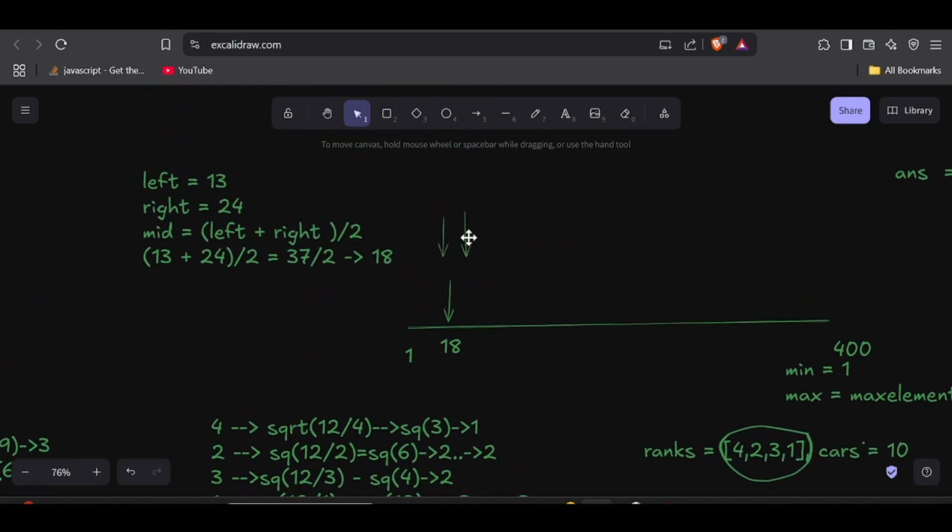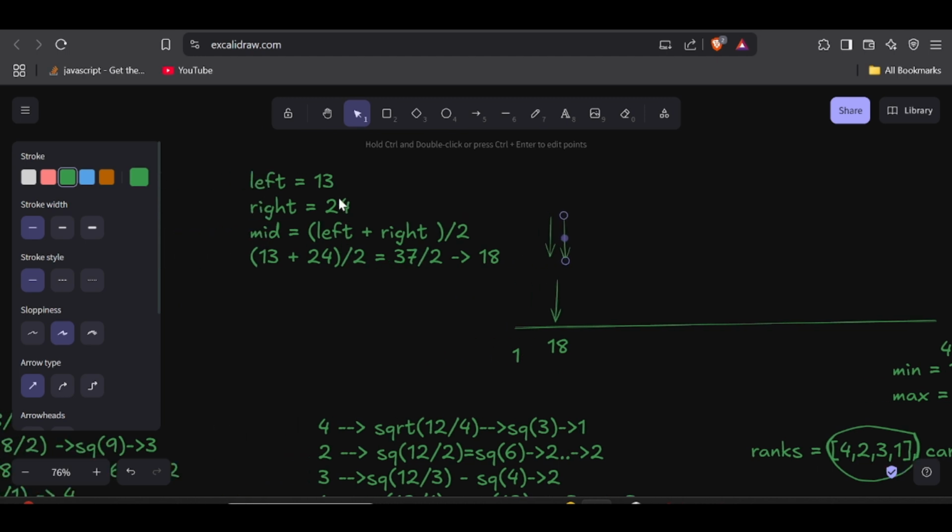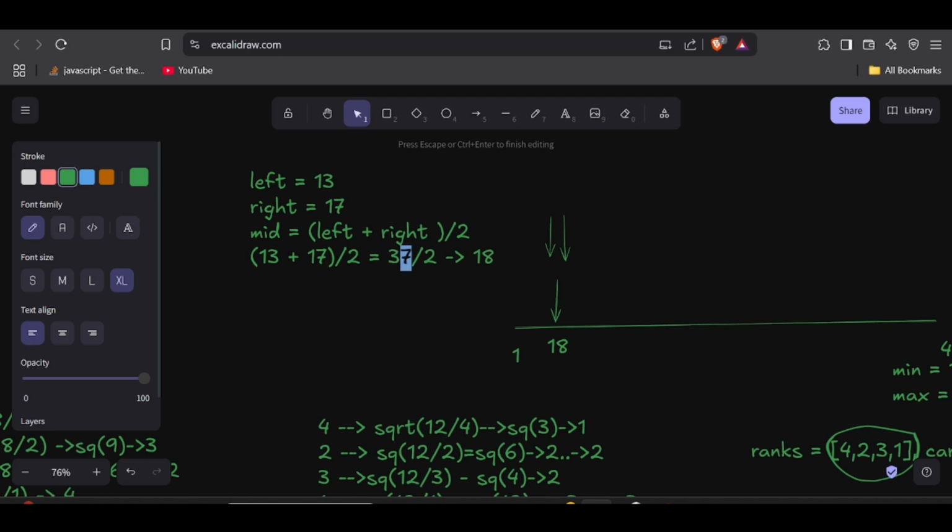And whenever it is a possible solution, what were we doing? We were taking right and making it mid minus 1. So my left will remain unchanged and right will be changed to 17. Okay. What will be my new mid? It is 13 plus 17 divided by 2. It is 30 divided by 2. And it will be 15.